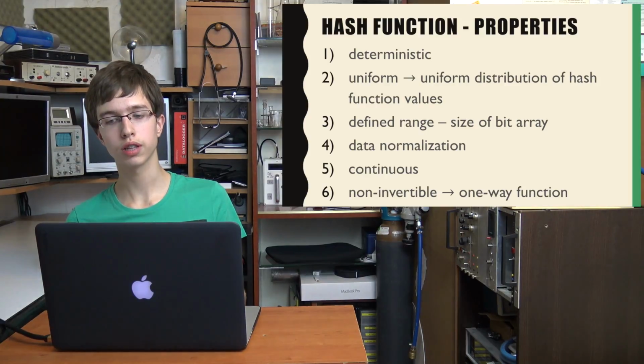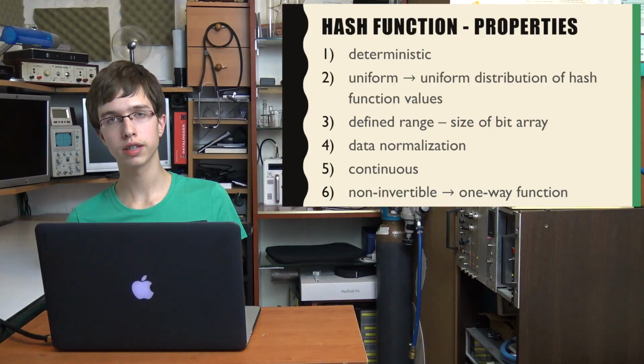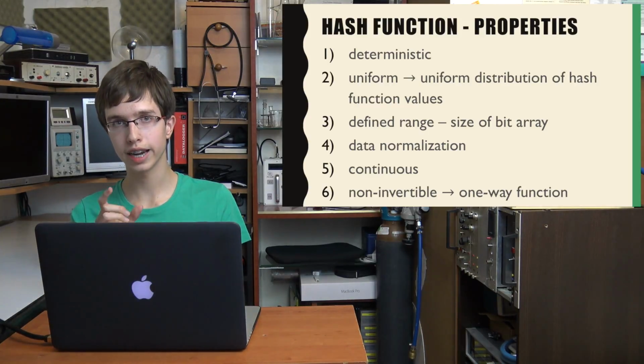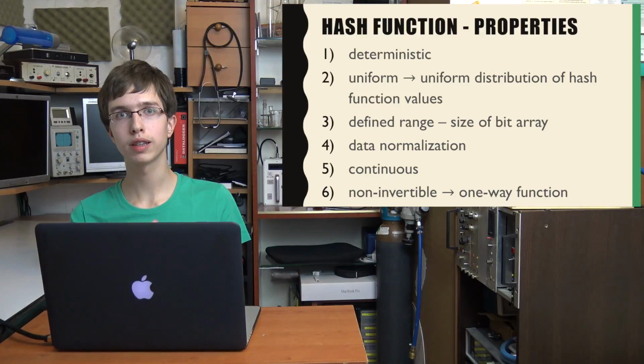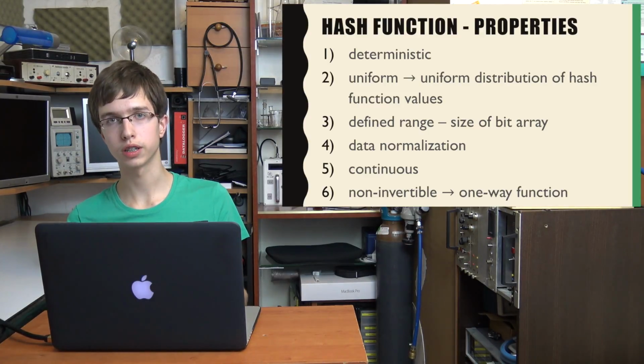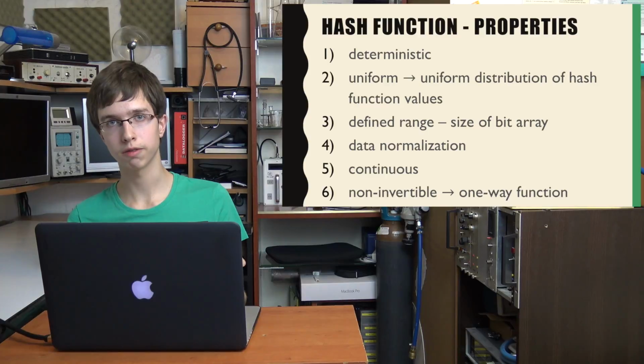Therefore, it isn't used, for instance, in cryptography, where we could say the word similar does not exist, because although two hashes differ in only one character, these two are completely different. And finally, hash function is non-invertible, meaning that it only performs in one way, so it is called a one-way function.